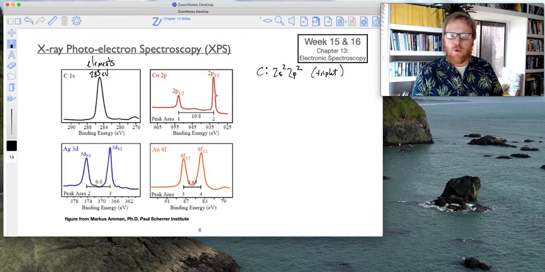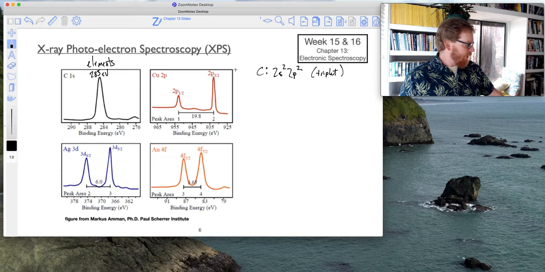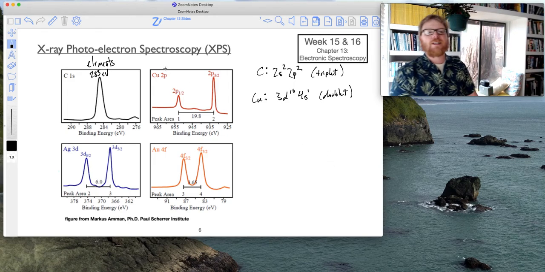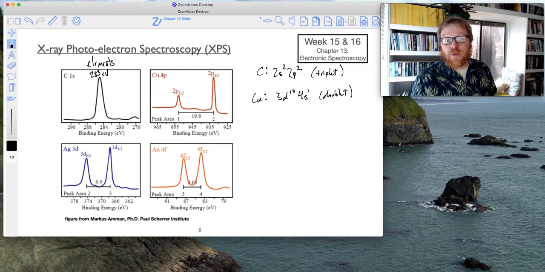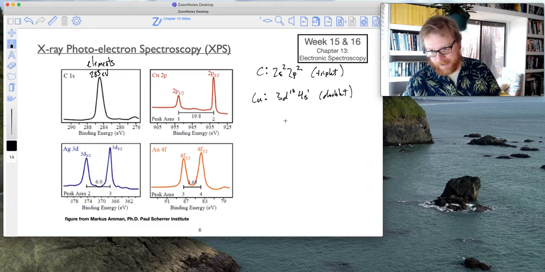But what about copper? Well, copper, if you recall, its electron configuration should be 4s2, 3d9. But what ends up happening with copper is it's 3d10, 4s1, and that is a doublet state. And lo and behold, when you excite the copper, in this case 2p, it doesn't really matter that it's coming from 2p. What's important is that copper is a doublet.